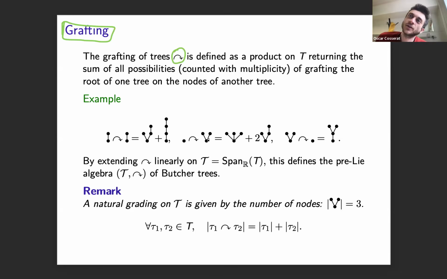So here I give three examples. In the first example, this tree receives the tree with two nodes, once grafted on the root and once grafted on the top node.